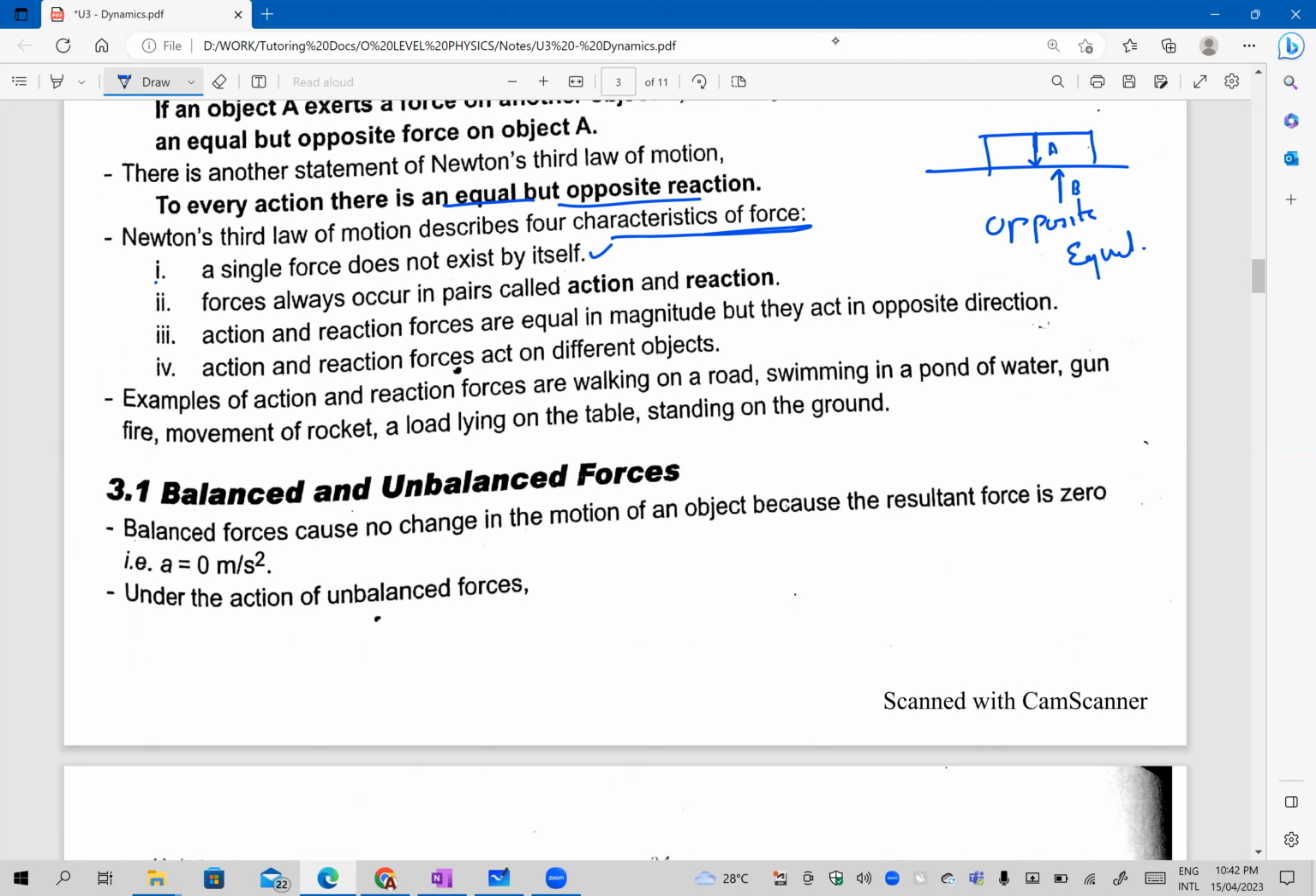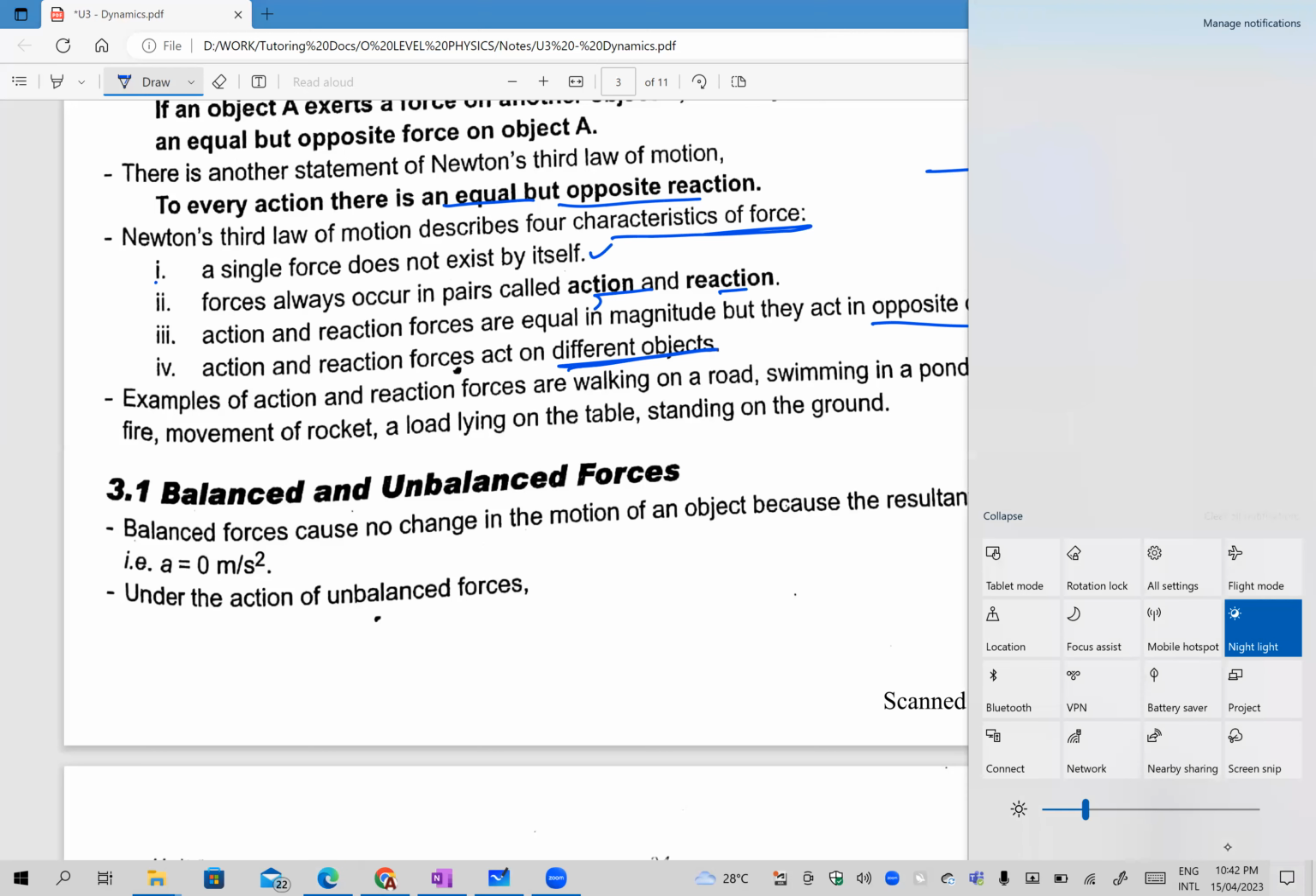Forces always occur in pairs called action-reaction. Action and reaction forces are equal in magnitude, but they act in opposite directions. Action and reaction forces act on different objects. This is very important. What if these forces acted on the same object? This is always a question when we study this third law as well.